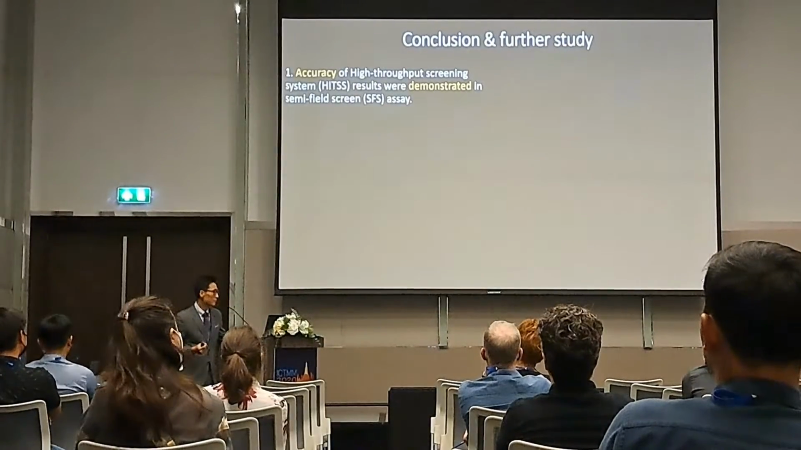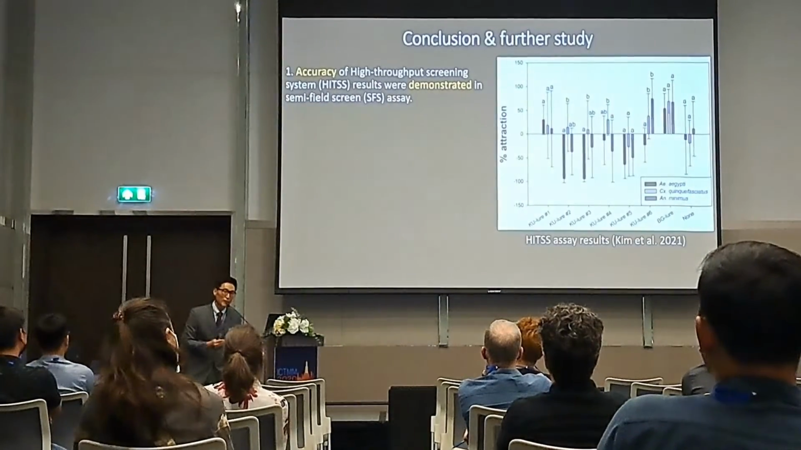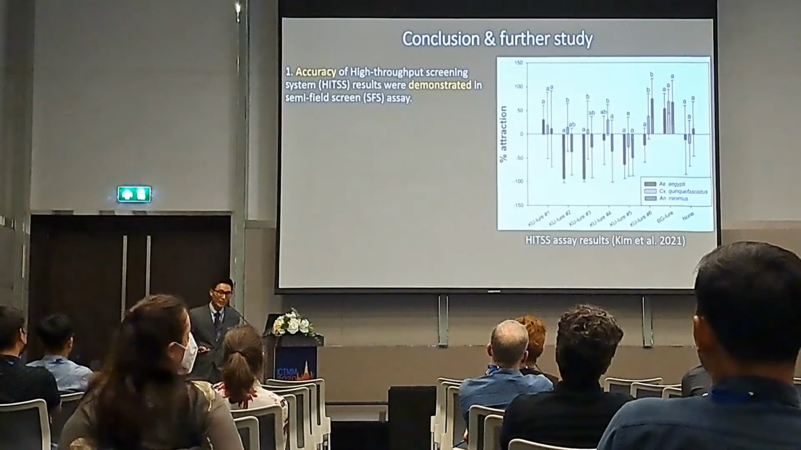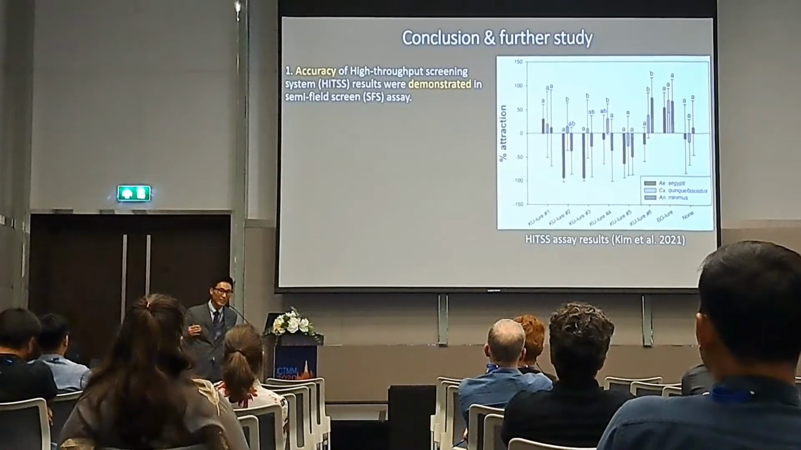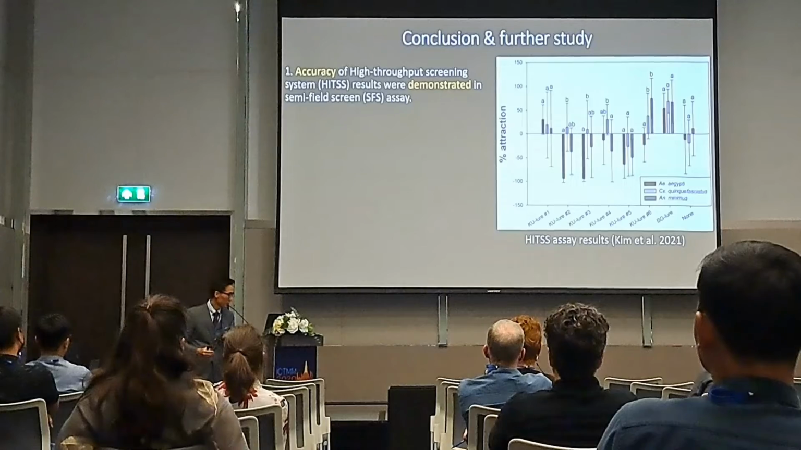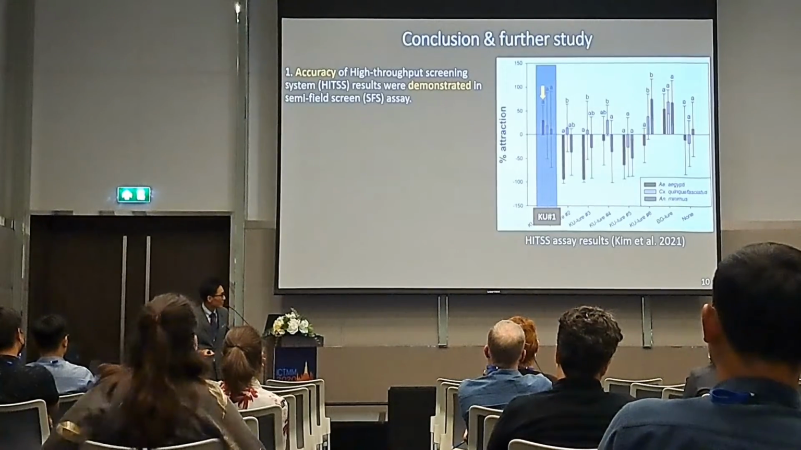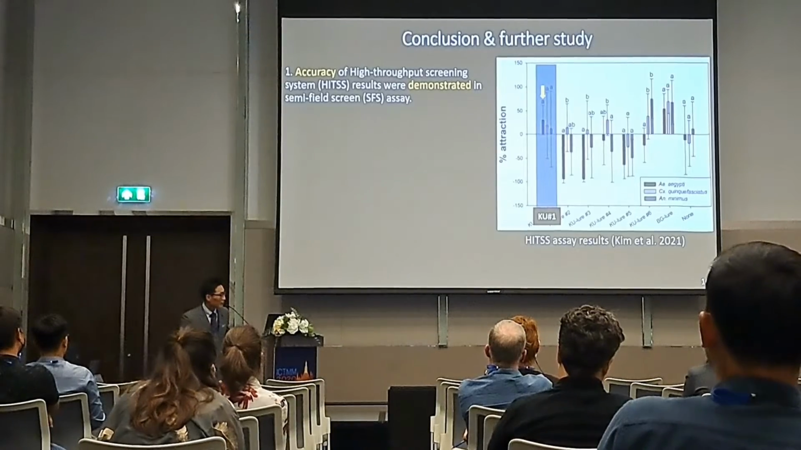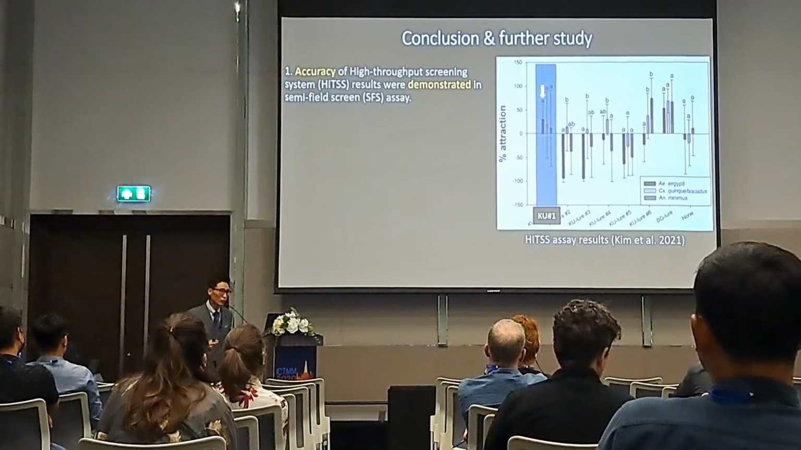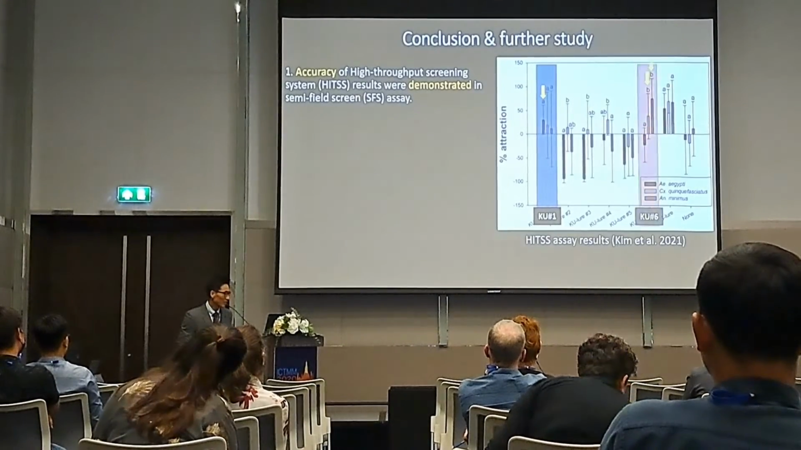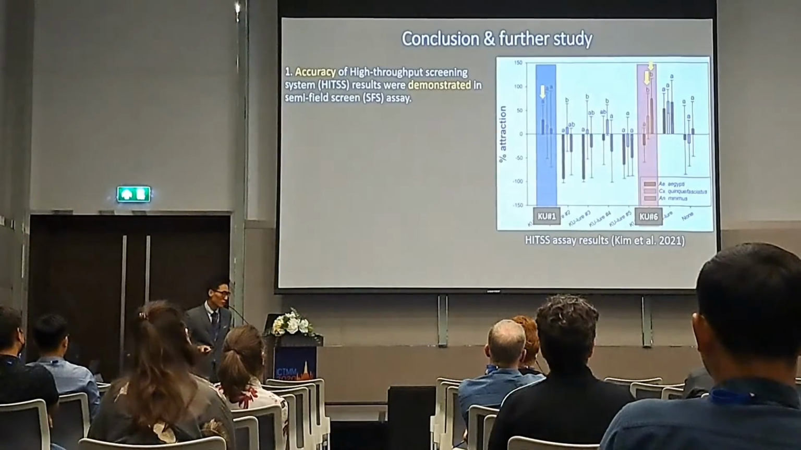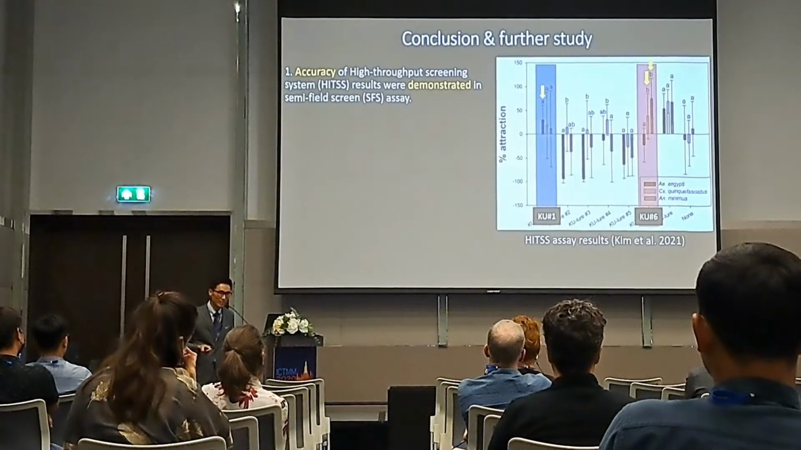Conclusion? This semi-field study successfully demonstrated the accuracy of the heat assay in the lab. This graph shows the heat assay result: Aedes aegypti attracted by KU lure number 1, and the nocturnal mosquitoes attracted by KU lure number 6.